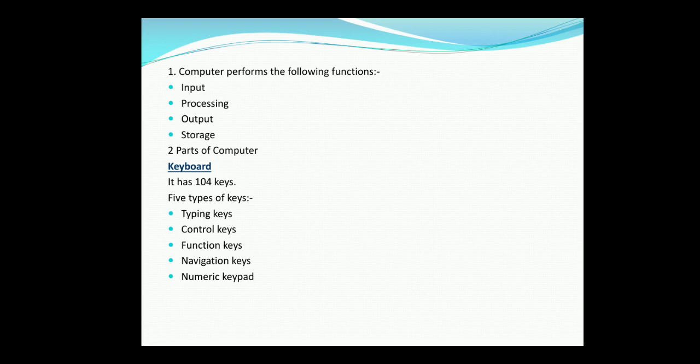Before starting the point, first we have to know about the computer. Computer is an electronic device which accepts the data, processes the data, gives us desired output. A computer performs the following function. Input, accepts the input from the user. Processing, process the data according to the input. And output, that means it displays the processed information. Storage, it can store data for the longer period of time.